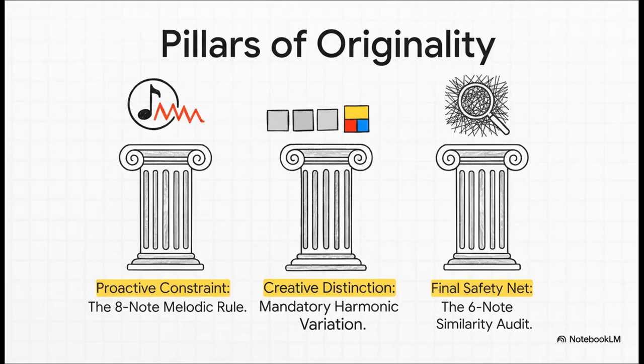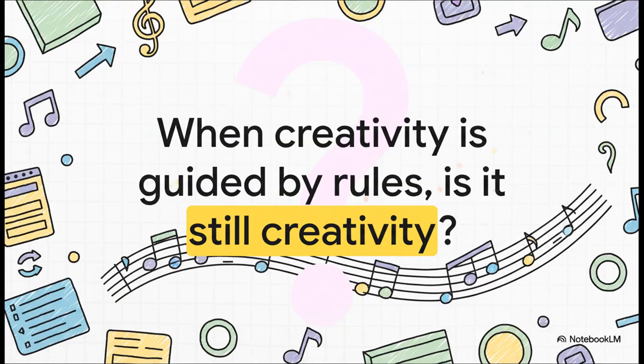So let's recap the whole strategy. It's built on these three pillars. You have a proactive rule on melody to tackle the biggest legal risk. You have a mandatory harmonic twist to make sure the song is creatively distinct. And you have that final, even stricter audit as a safety net. Together, they create this really robust defense against copyright infringement. What we've looked at here is a practical, real-world blueprint for how to make AI music that's legally safe.